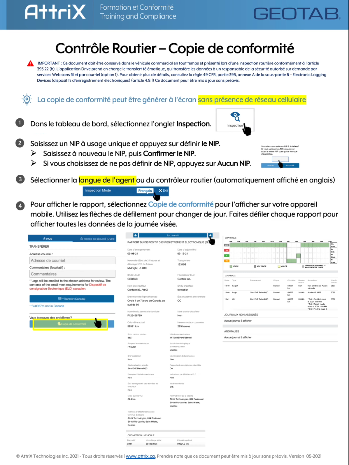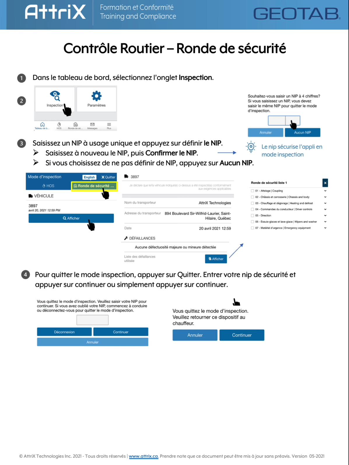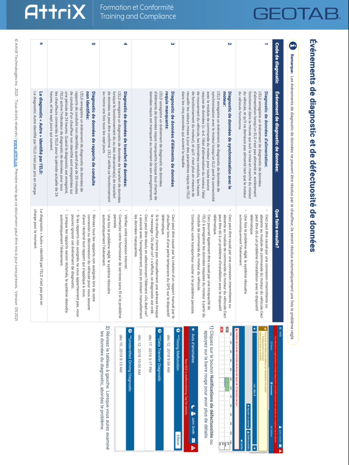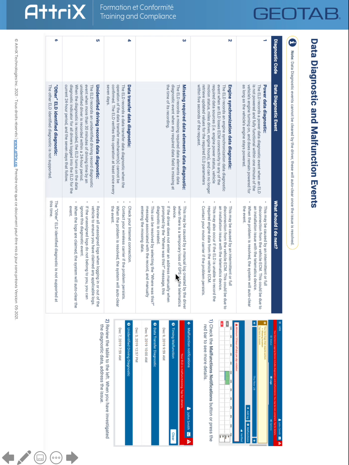Same documents are available in French. It's important that if ever you're going in Quebec and the rest of Canada, you have these documents in French and English. And you're going to find all the documents also related to the malfunction events: what the code is, what needs to be done, and you can follow the steps on this.